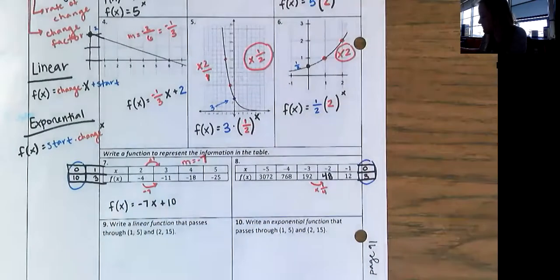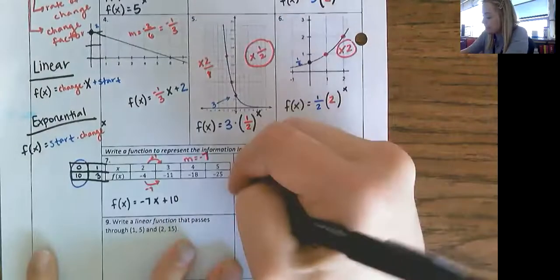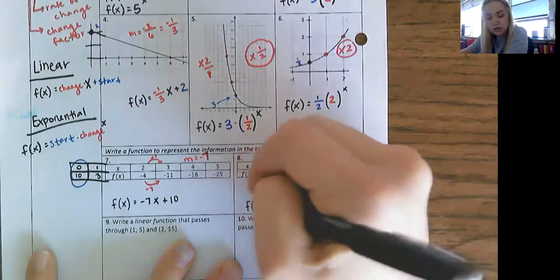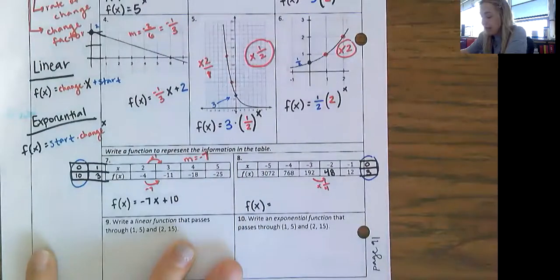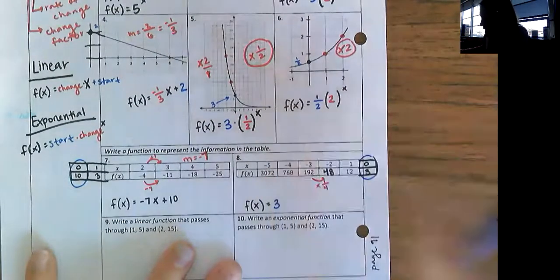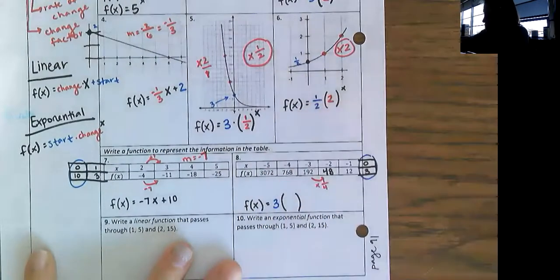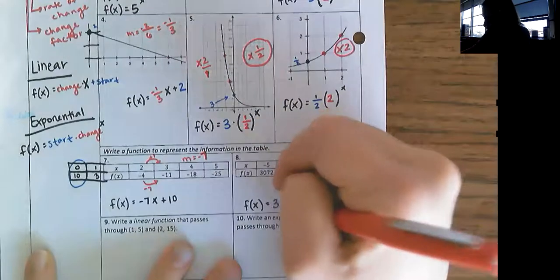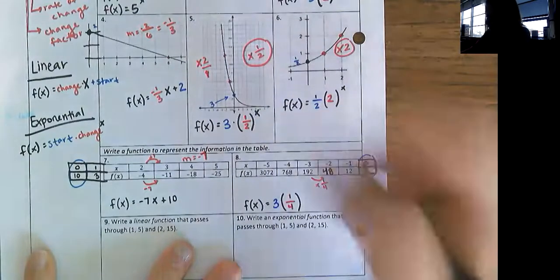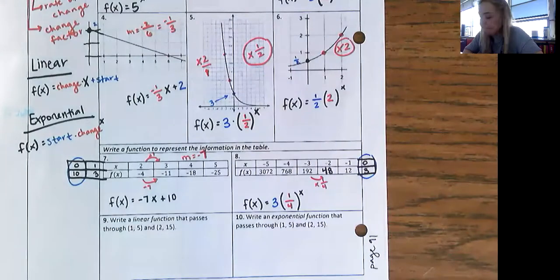is my starting point. Back to my exponential equation format, f of x equals, and then I have my start, which was 3, times my change factor, 1/4, to the power of x. Beautiful.